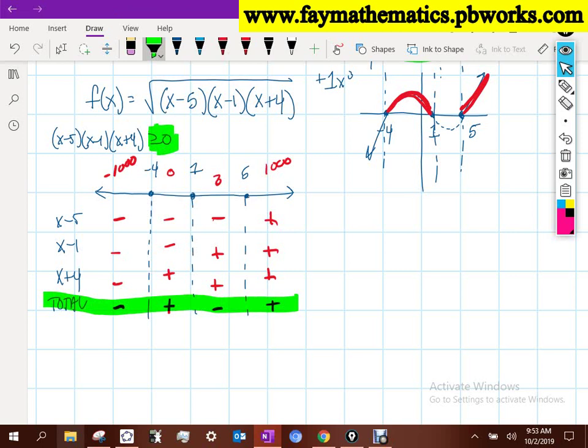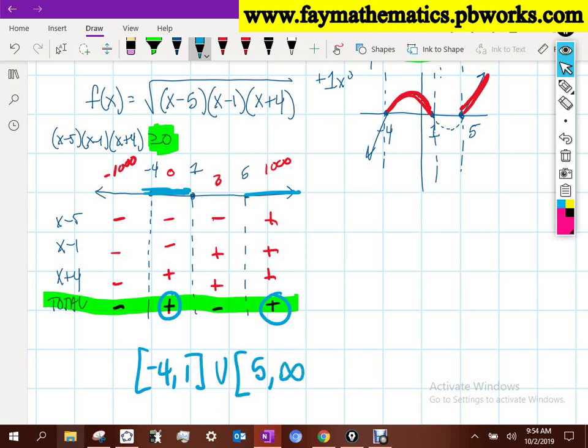So my total line then, remember what we're looking for. We're looking for greater than 0, right? So where are greater than zeros? It's where we see a positive amount, right? That means the y values were greater than 0. Do you agree that it's between negative 4 and 1 and it's to the right of 5? So negative 4 to 1, I'll write that interval. Union then 5 to infinity. And those then would be the values that I'm allowed to put in my domain.